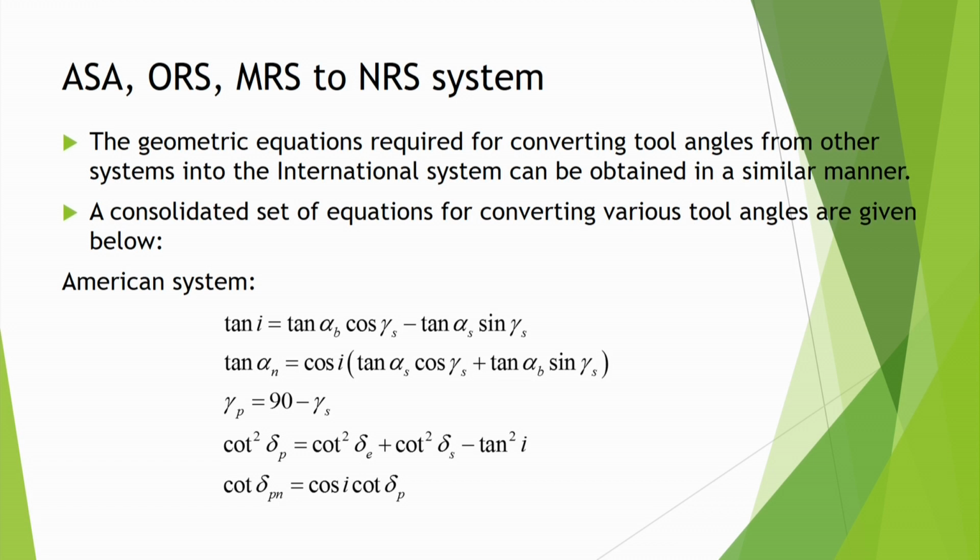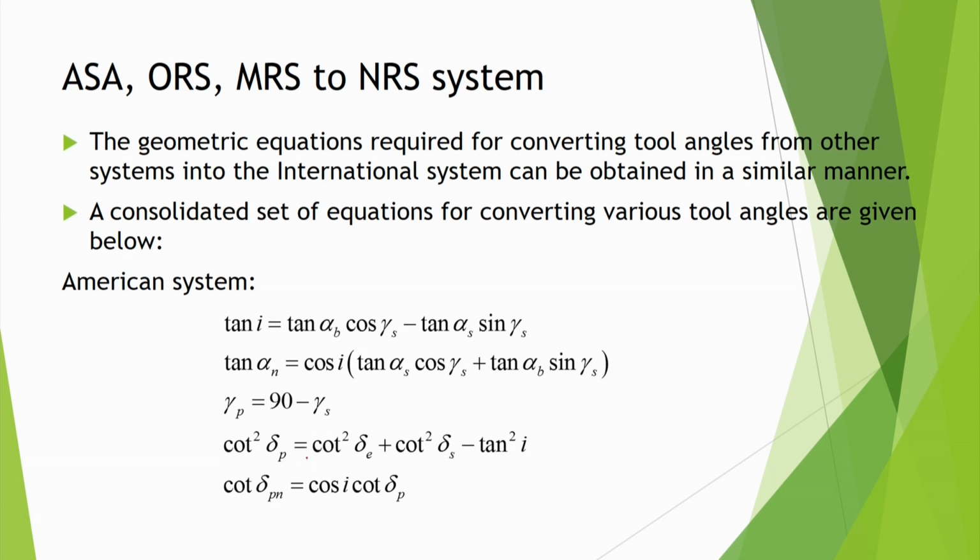Geometric equations required for converting angles from other systems can be obtained in a similar way, and these are like in the American system. I can obtain tan I equal to tan alpha b, the inclination angle, by this formula, and the normal rake angle is obtained by this. These things are given in the American system. You can obtain the inclination angle and you can obtain the normal angle, which is also sometimes called the true angle. And gamma p is equal to 90 minus gamma s.